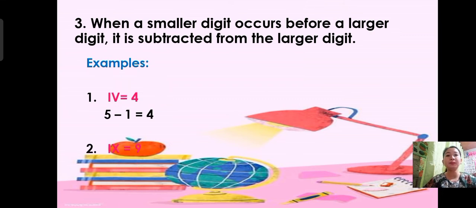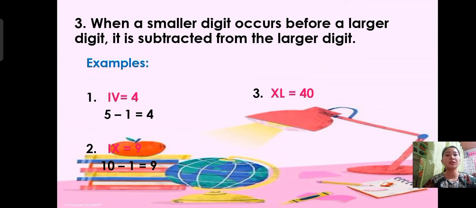Another example, we have here the Roman numeral I and X, we get 9. As you notice again, the smaller digit occurs before the larger one. So, the value of X is 10, subtracted by the value of I, which is 1, we get the value of 9.